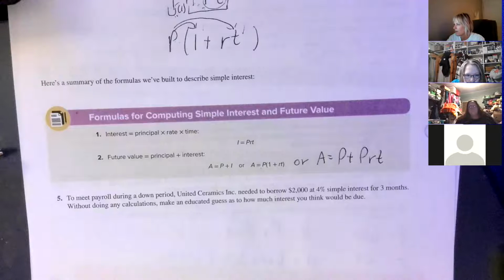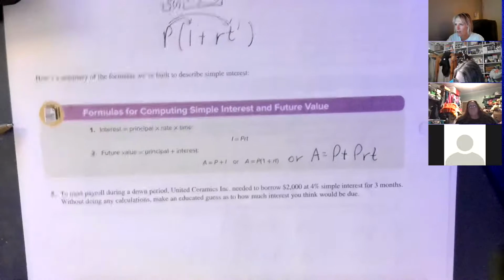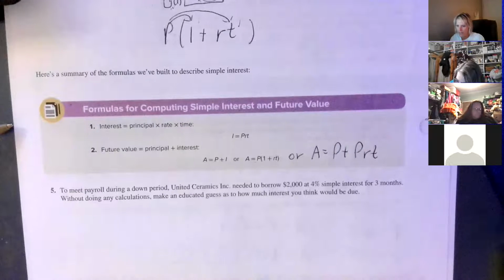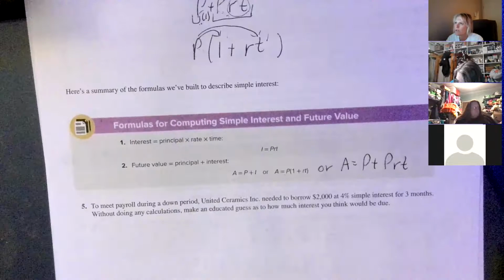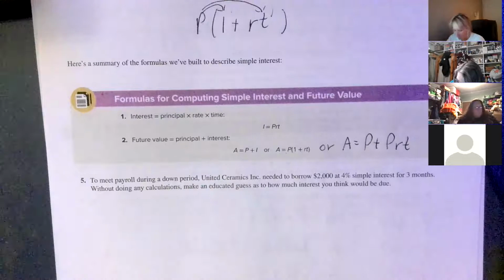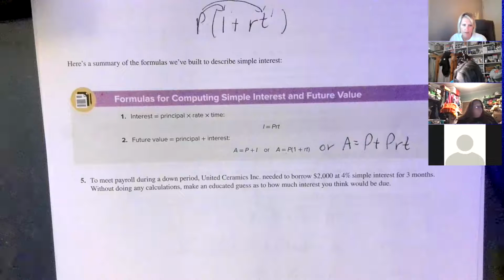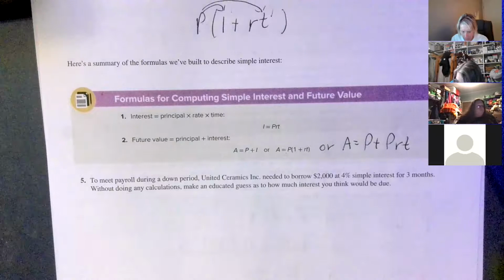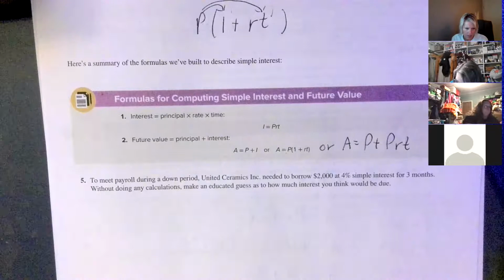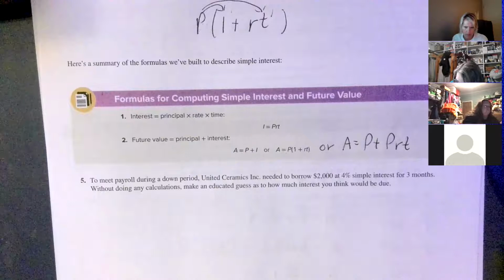So go ahead and attempt number 5. It's a guess, and then we're going to number 6. Guessing how much interest would be due.